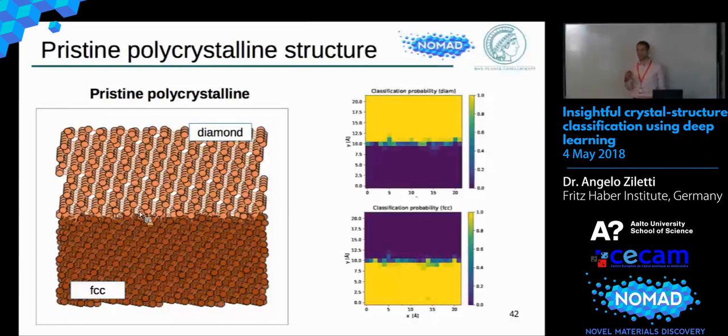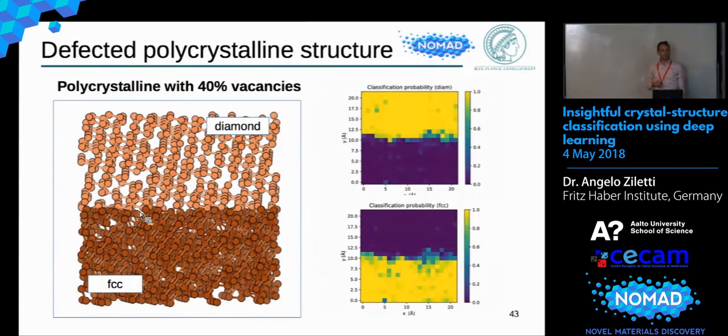But I promised you that I wanted to have a defective structure, so I just took this and removed 40% of the atoms, which is quite a lot. And again, I use the neural net trained on the pristine structure from before. And you still have very good classification. So here you get the classification for the diamond, 1 and then 0 for FCC. Here it's a bit darker, but it's still 0.7, 70% sure that this is diamond. So still classifying correctly. And the same thing here. It's a bit more noisy, but also this data might be more similar to FCC, for example.